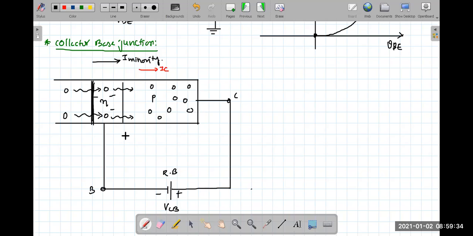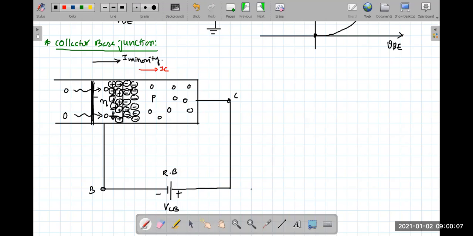Did you get the logic? The collector base junction is always reverse biased. Why? So that the incoming holes will cross the barrier, because previously they were majority charge carriers, but now they are simply minority charge carriers.